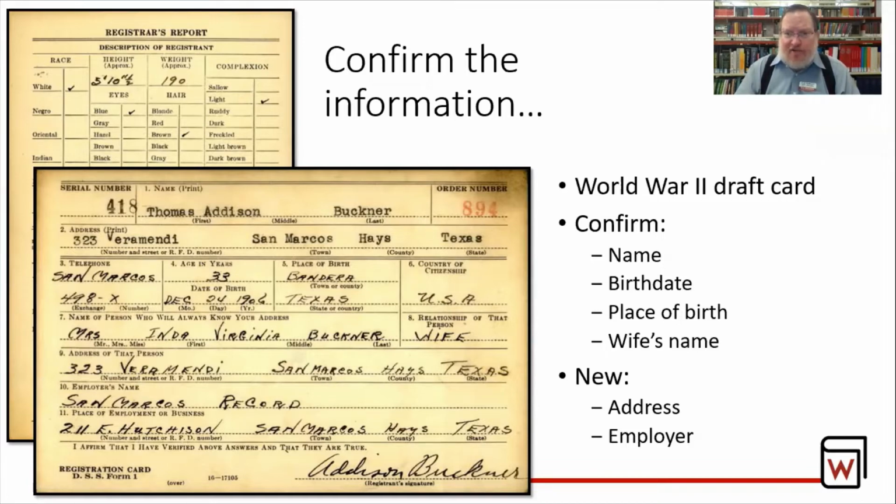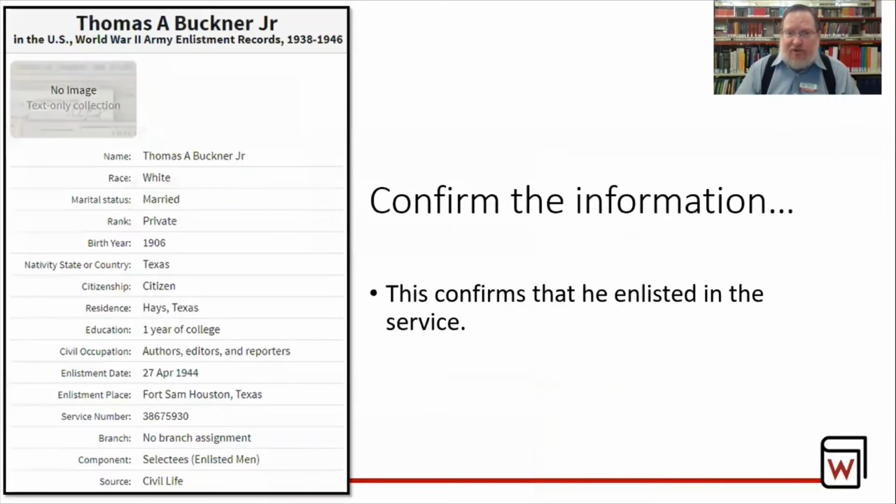So confirm the information that you gathered with other official records, working your way back. I'm fairly confident Thomas Addison Buckner Jr. will be in the 1940 census. So this record again confirms that he was in the military. It also gives some information about education, what he did for a living, and where he was stationed in Fort Sam Houston outside of San Antonio.